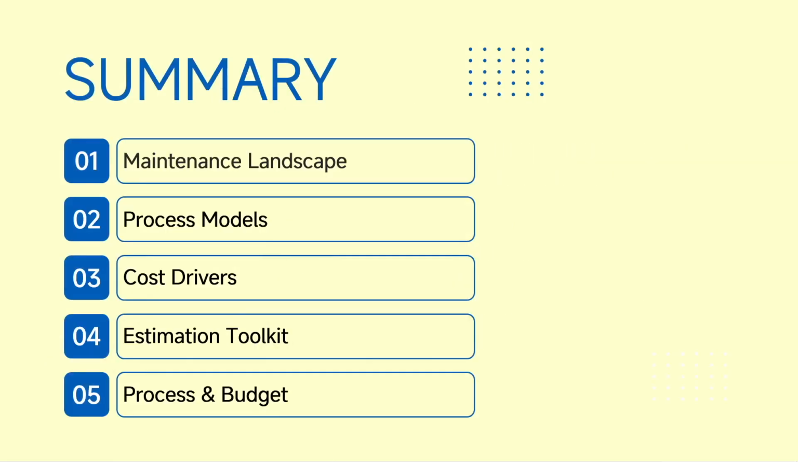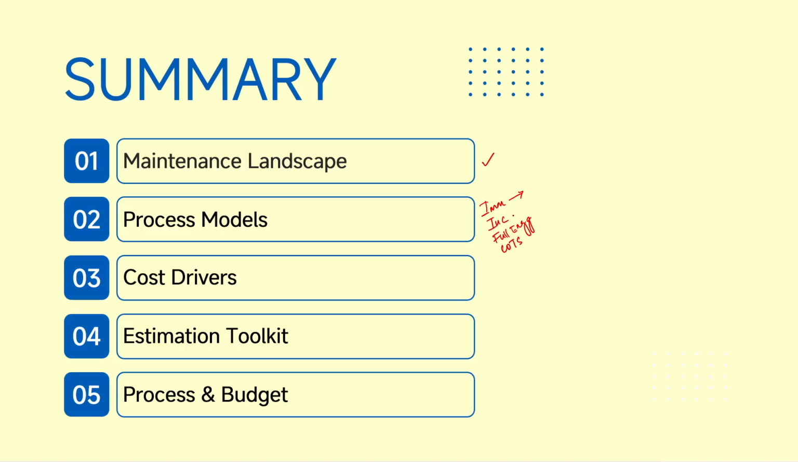As a summary, we first learned what exactly maintenance is and where it fits in the software development life cycle, and we have learned the process models. We have learned 4 different process models: one is immediate, second is incremental, third is full engineering, and fourth is COTS. We have understood that immediate is not that good because we are just giving an immediate fix. It may not close the entire problem.